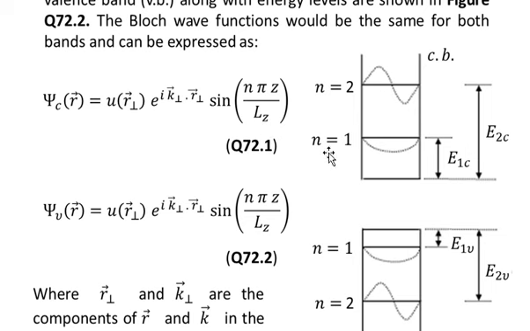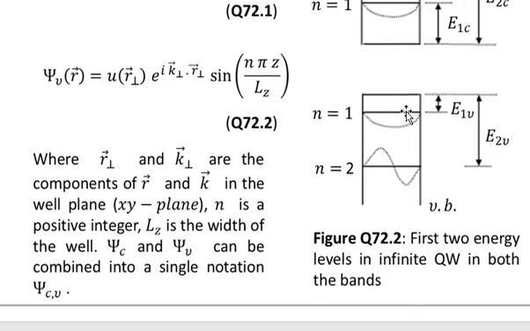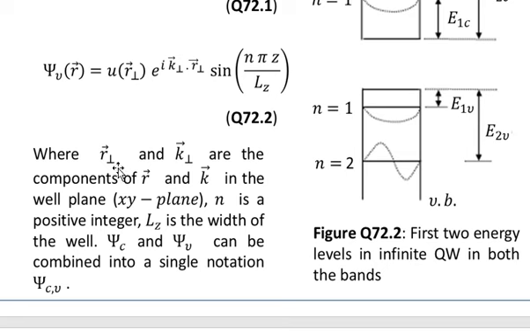So this is what I have explained, the wave function to be fitted in the n is equal to 1 level and in the n is equal to 2 level. And similarly for the other states, I have shown only the 2 states over here, but other states can also be possible. Where R perpendicular and K perpendicular are the components of R and K in the well plane, that is in the xy plane.